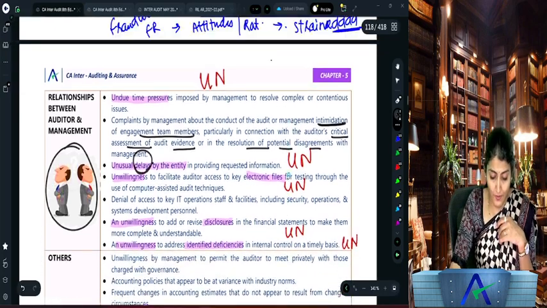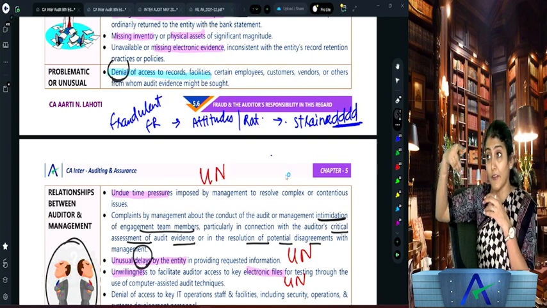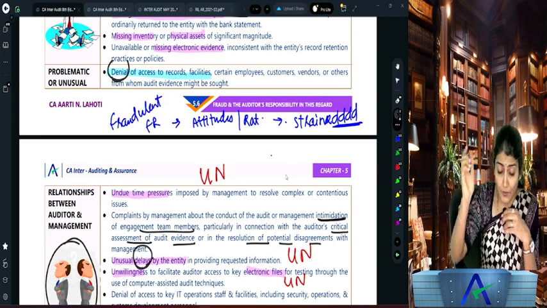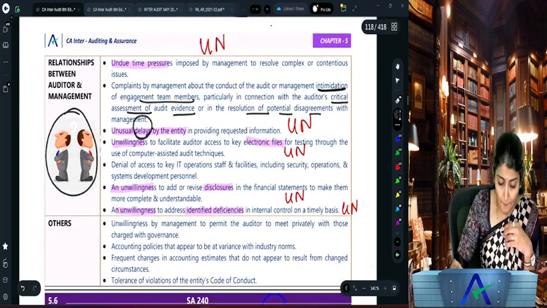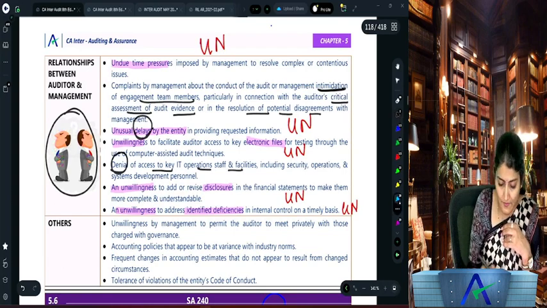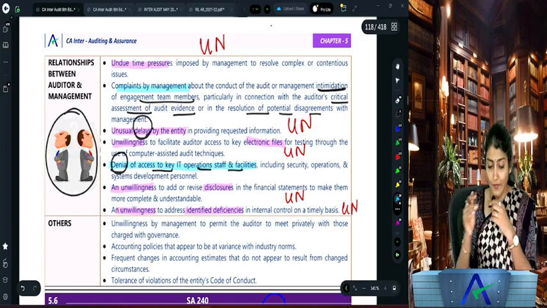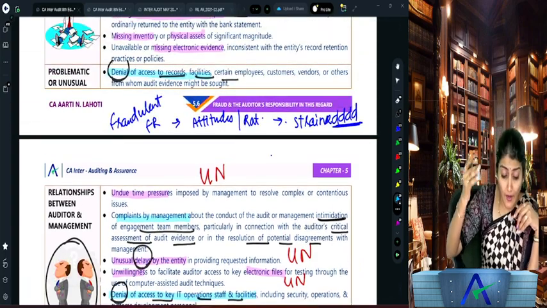And then also, what is one more point? One, either they give you the data, but they give it to you late, or second, they don't give it to you at all. What do they not give you? Access to the records, facilities, and the employees. And second, they also don't give you access to the IT operations and the staff facilities. Are you getting that? Right, so one, what does it say? There is the problematic or the unusual.